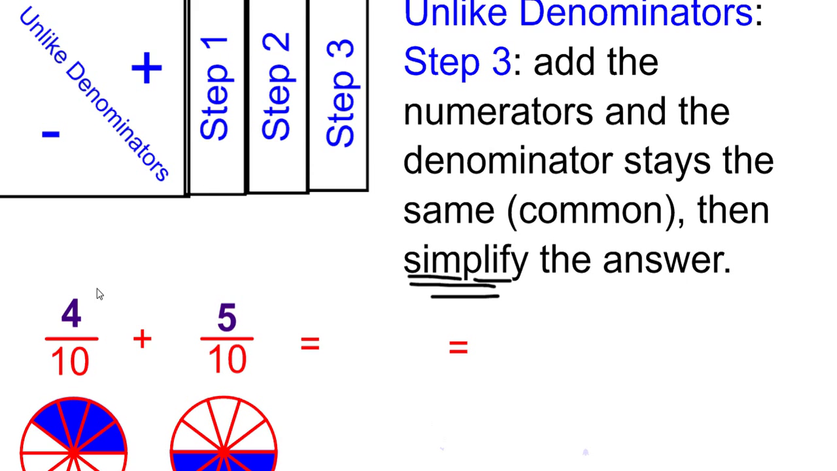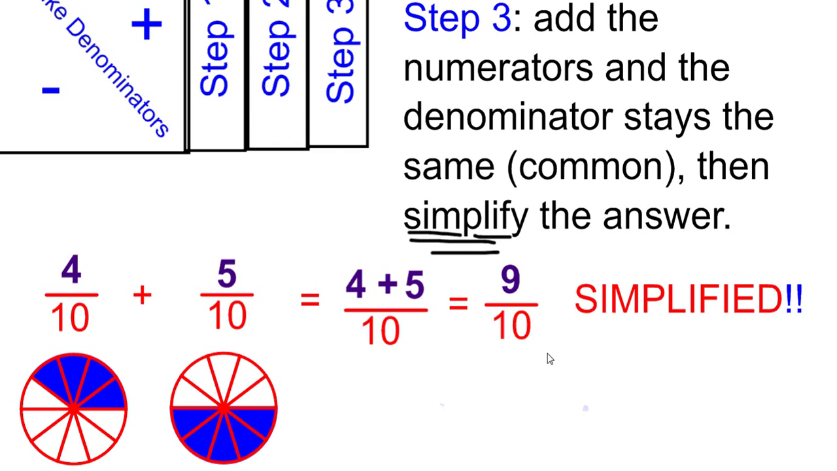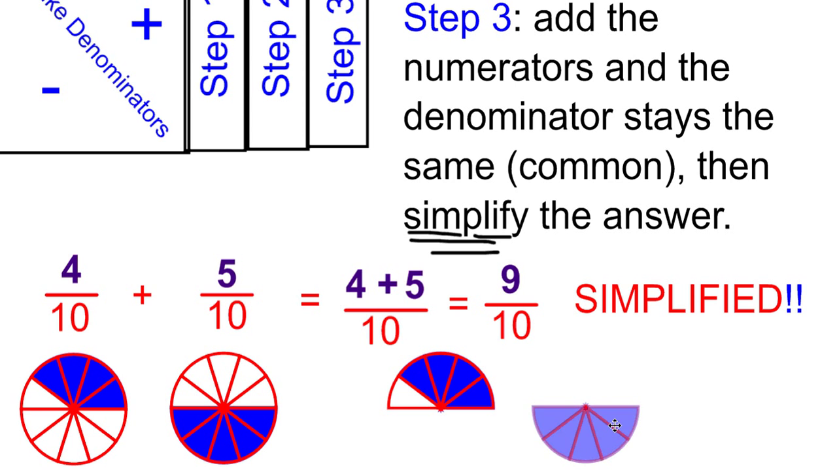So let's look at our example here. We have 4 tenths plus 5 tenths. Add the numerators and the denominator stays the same. We end up with 9 tenths. And we ask ourselves, can we simplify this any more? Is there a common factor between 9 and 10 other than 1? And the answer is no. So we have our simplified answer. And here you can see that 4 tenths plus 5 tenths, when put together, equals 9 tenths.